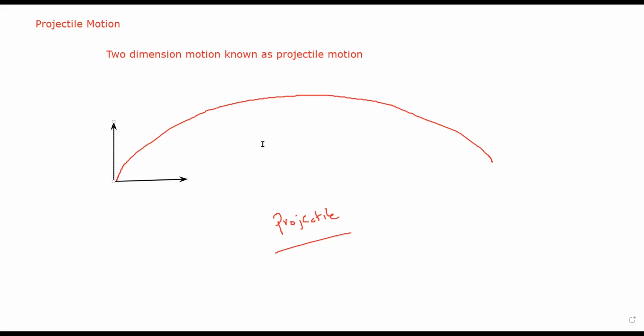What are our assumptions? We assume air resistance does not affect this motion. This is our assumption. And the acceleration is due to gravity.